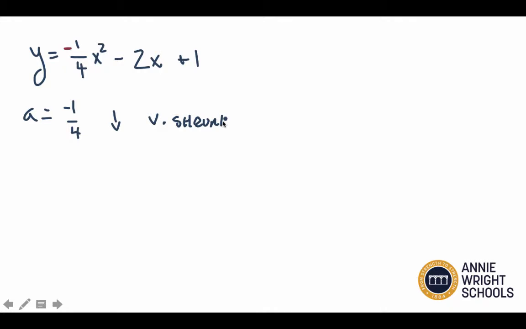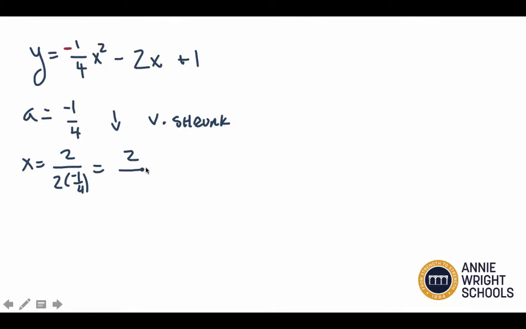Once I know it's vertically shrunk, because this is a number between 0 and 1 when I ignore the positive or negative sign, it opens down because I know it's negative. Now, x equals the opposite of b over 2 times a. This is a little tougher, but you can do it.